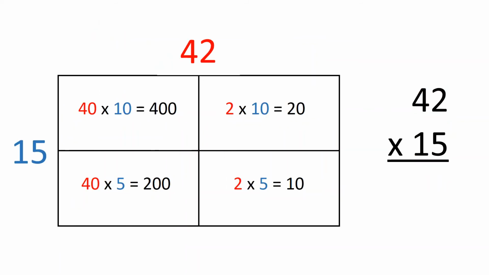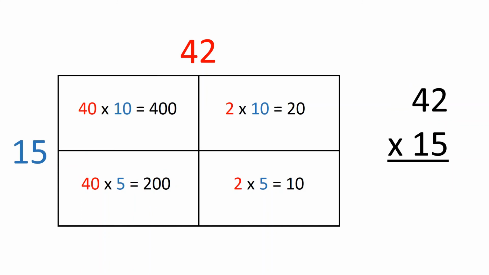Now let's see how that relates to the standard algorithm. When we do the standard algorithm to multiply, we first multiply 5 times 2, which we see on our grid here. That equals 10. Next, we would multiply 5 times 4, but the 4 is in the tens place, so we are really multiplying 5 times 40, which we see here equals 200.